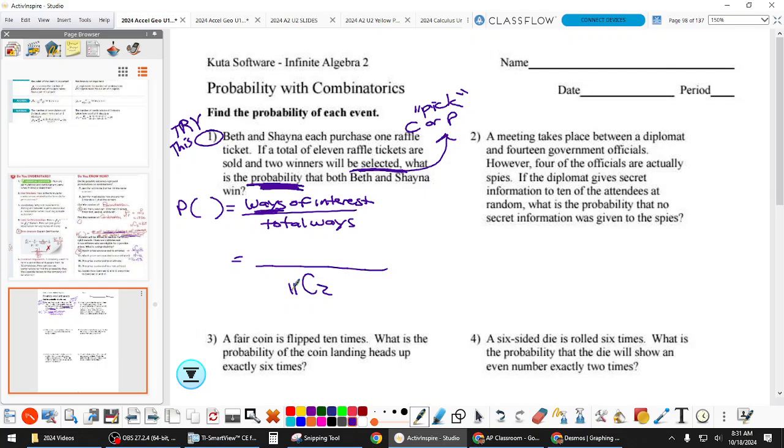I did 2C2 because you want to pick 2. Okay. So here's what he said, 2C2. What do you guys think?